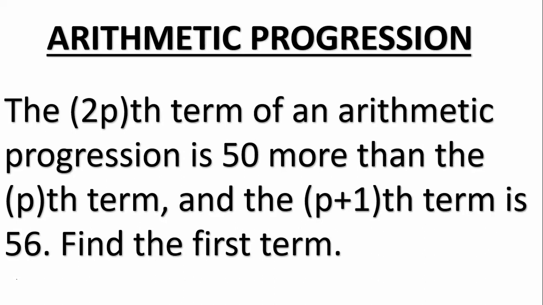This problem is about arithmetic progression. Now we are asked to find the first term. We are given a condition that the 2p term of an arithmetic progression is 50 more than the pth term, and the p+1th term is 56. Find the first term. This is just the question.